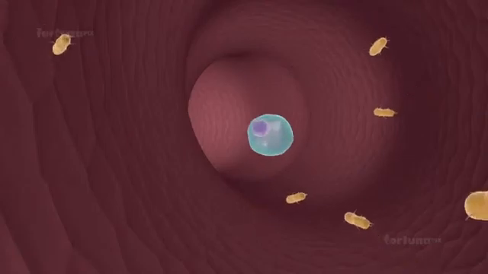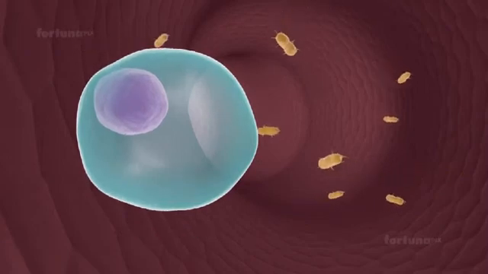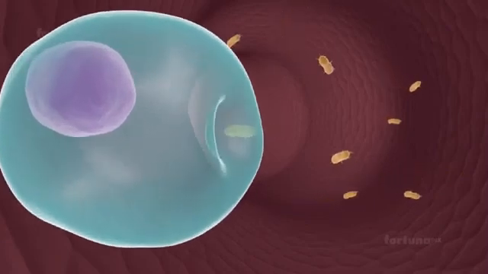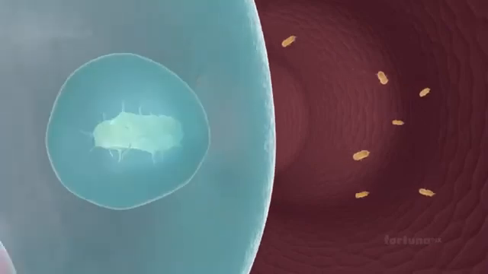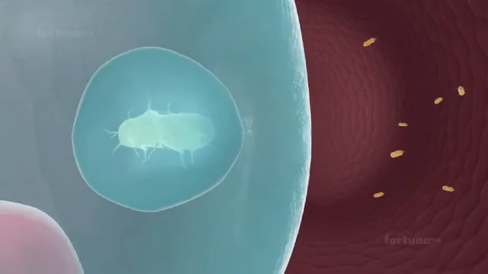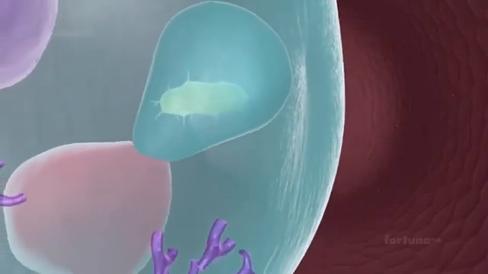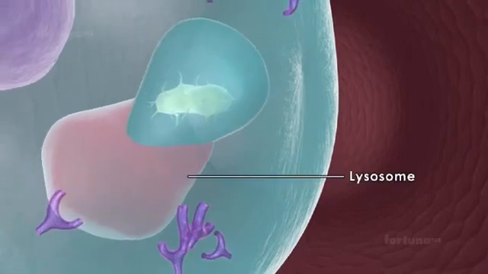During the activation phase, a macrophage, one of the cells of the immune system, will engulf the invading antigen through phagocytosis. Inside the macrophage, a new vesicle called a phagosome will form. The phagosome will fuse with a lysosome.